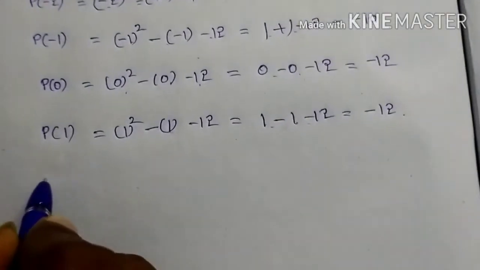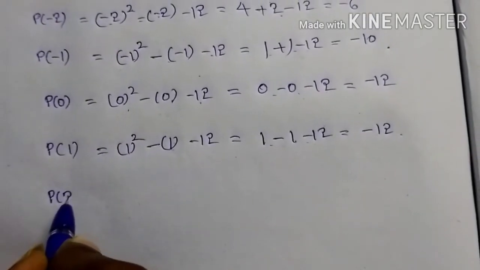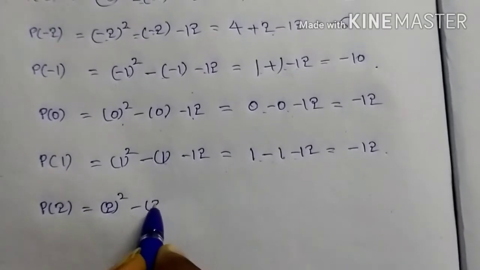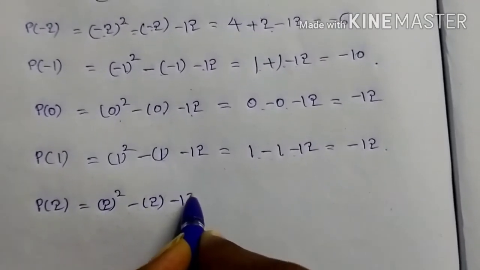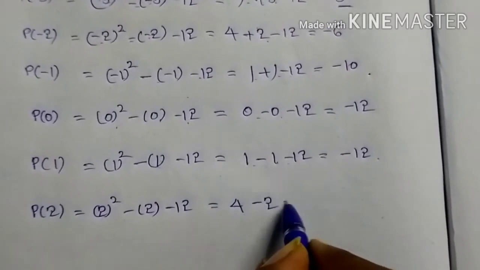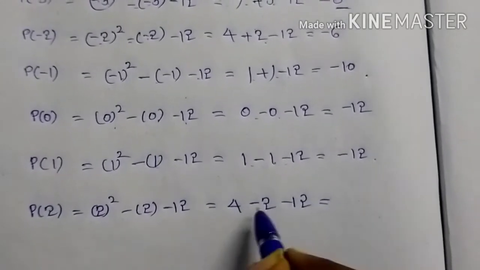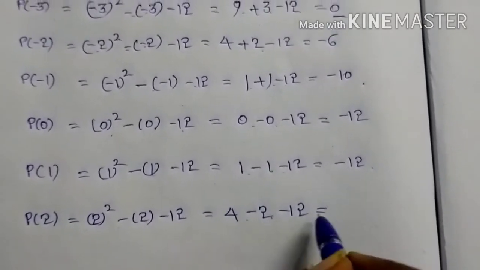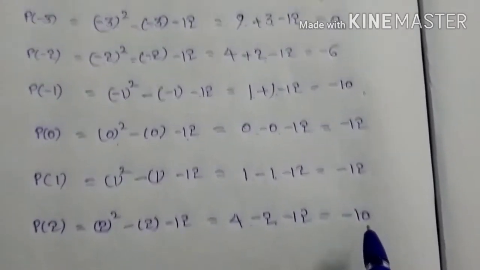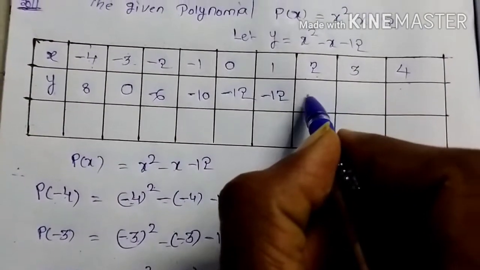I will find P of 2. That means you can write 2 square minus 2 minus 12. 2 square is how much? 4 only. 4 minus 2 minus 12. 4 minus 2 is how much? 2. 2 minus 12 is how much? Minus 10. Next, P of 2 is equal to how much? Minus 10. You can write P of 2 is equal to minus 10. Next, P of 3.